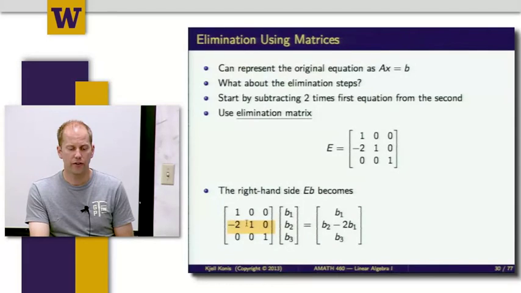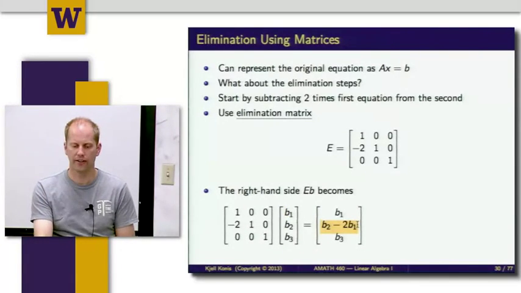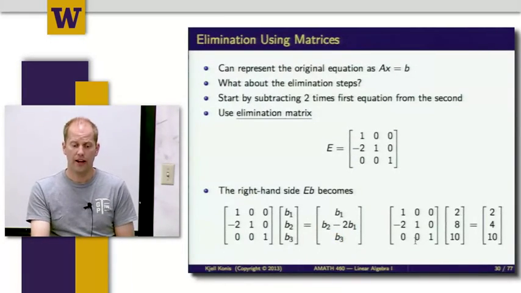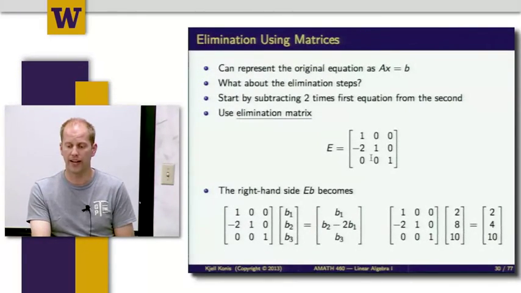Then if I say -2, 1, 0 times b1, b2, b3, that's going to give me 1 times b2 minus 2 times b1. So it's subtracting twice whatever was in the first row from the second row. And then 0, 0, 1 is just going to give me b3 back. So that leaves the third element unchanged. And so if I multiply this by 2, 8, 10, which is me plugging in 2, 8, 10 for b1, b2, b3, that gives me 2, 4, 10.